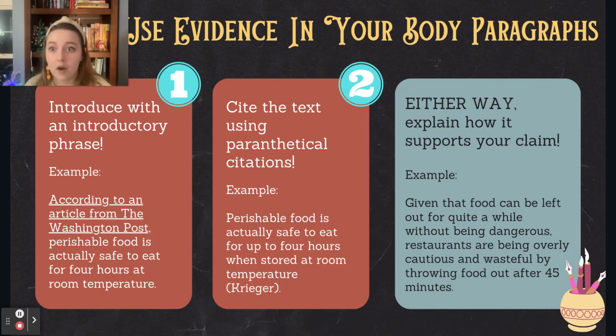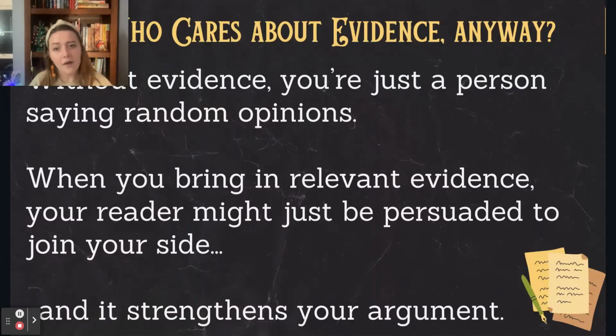So, for this fake argument I made up, the evidence is real, but the argument's fake. Given that food can be left out for quite a while without being dangerous, restaurants are being overly cautious and wasteful by throwing food out after 45 minutes. I don't know if restaurants actually do that, but after I have my piece of evidence, I need to explain it, because what if they're like, okay, so what? You want to pretend that your reader is a little bit dumb, so you need to explain and make that jump for them. Now, a couple of things that we want to understand about evidence.